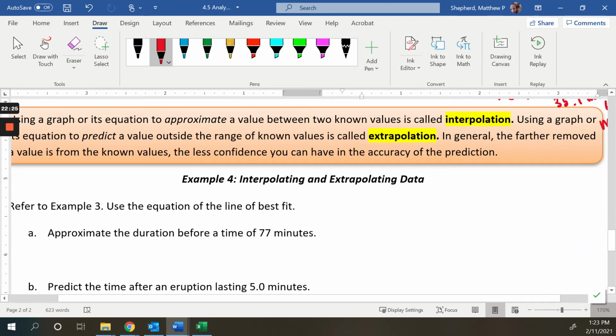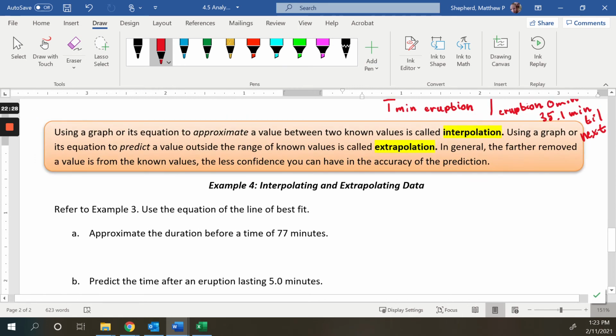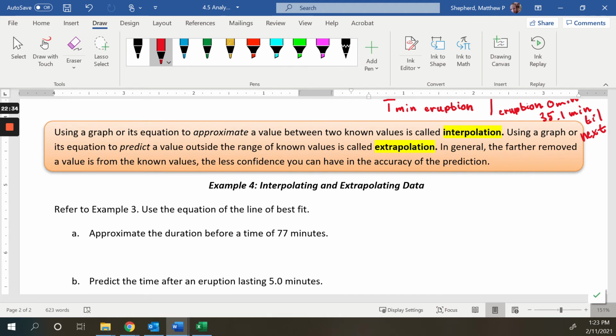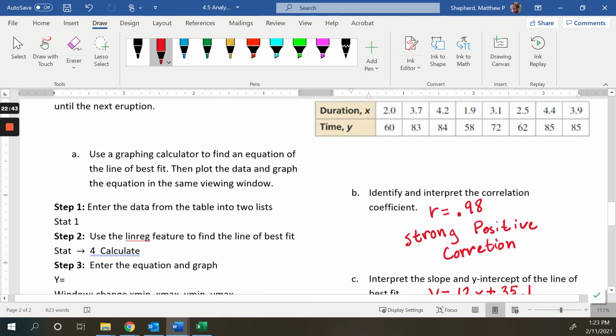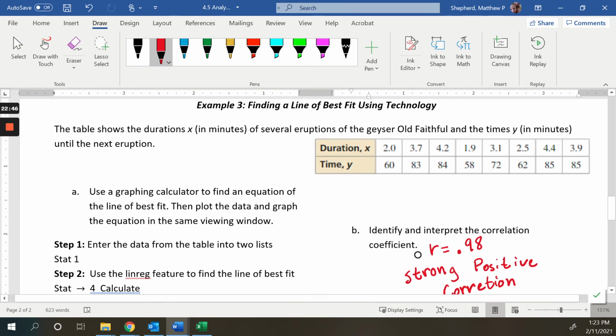Now, we can use a graph, or we can use our equations to do what is called interpolation or extrapolation. An interpolation is when I make a prediction that is within the scope of the data I already have. To take an example from what we see above, notice we have numbers that go from 2 to about 4.2. So if I wanted to predict when Old Faithful is going to erupt again after watching it erupt for 3.5 minutes, that's going to create an interpolation. A prediction that is within those numbers.